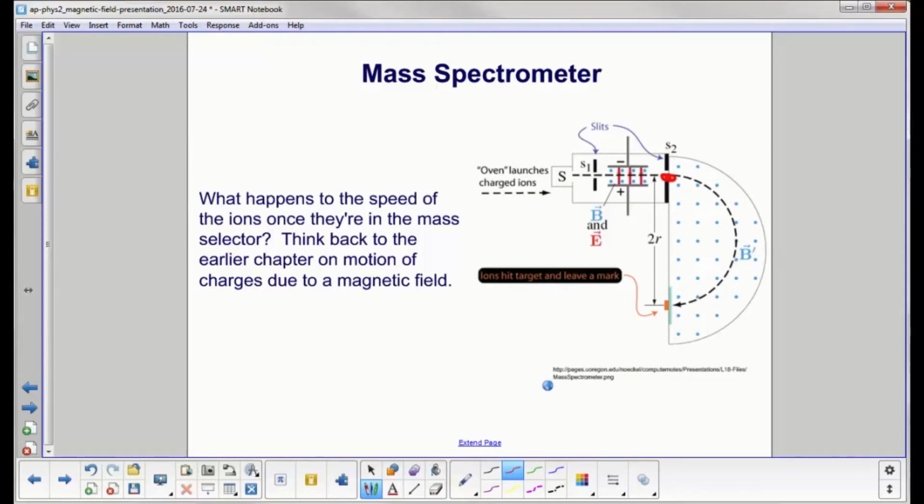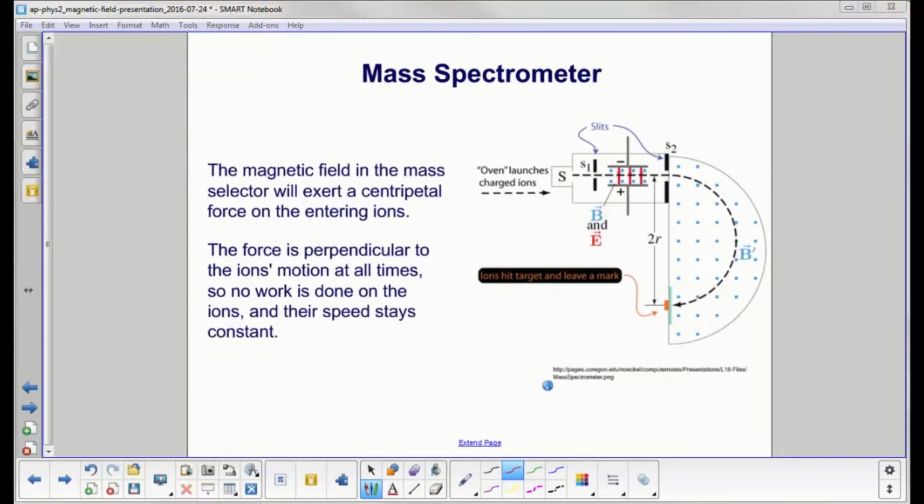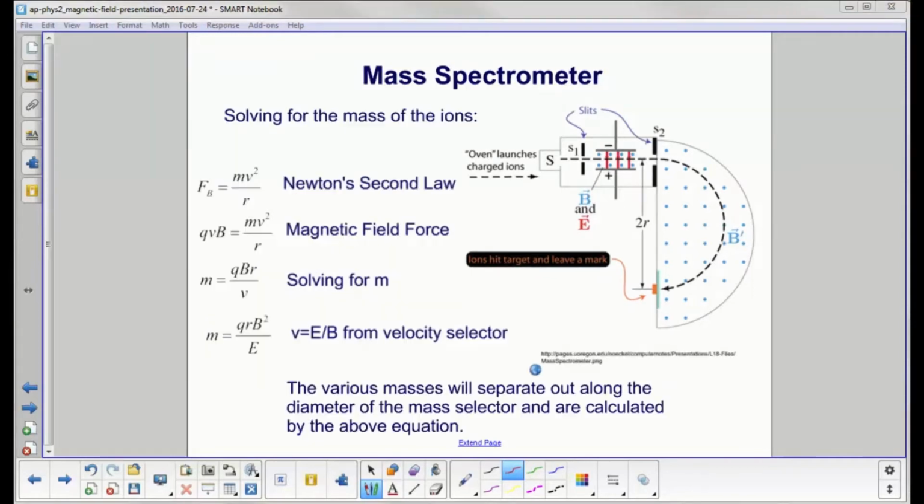Think back to the earlier chapter on motion of charges due to a magnetic field. Let's just jump to the conclusion. Their speed stays constant. Why? The magnetic field in the mass selector exerts a centripetal force on the entering ions. This force is perpendicular to their motion at all times. So no work is done on the ions and the speed stays constant. And you can see they're in circular motion here. Again, analogous to the Earth going around the sun. If no work is done, the speed stays constant.